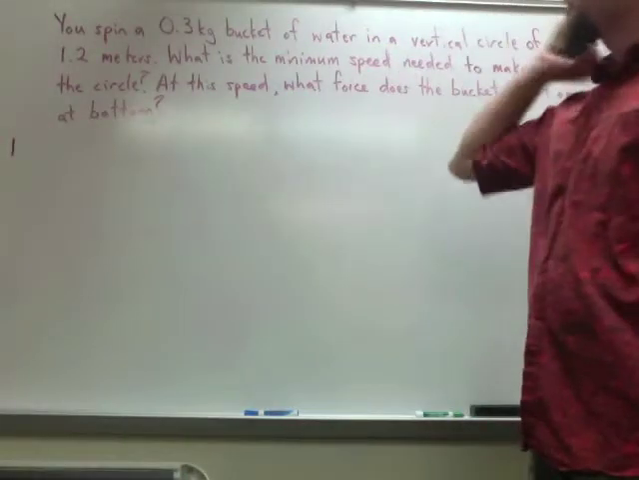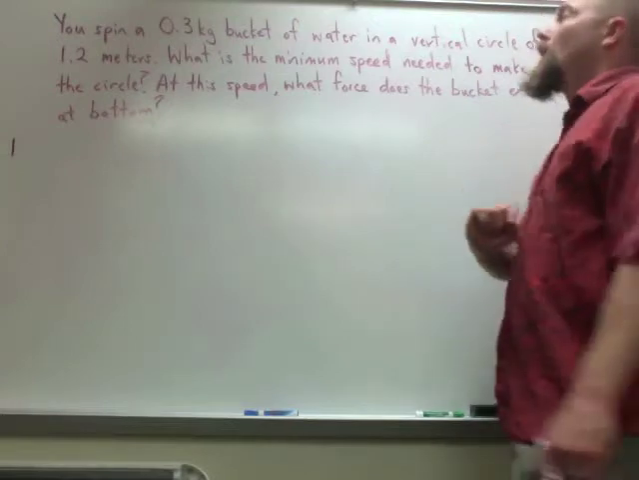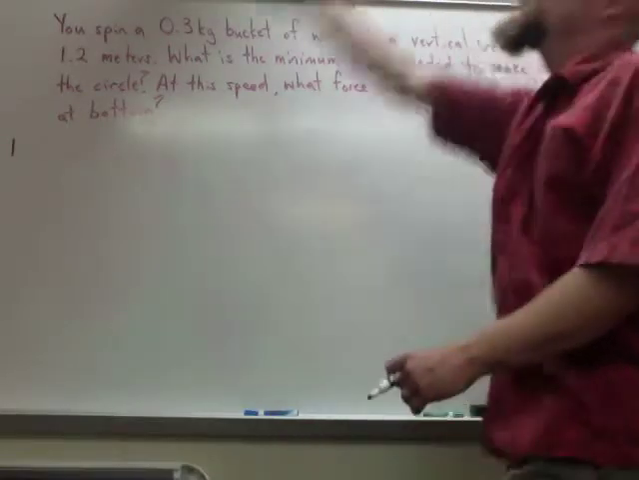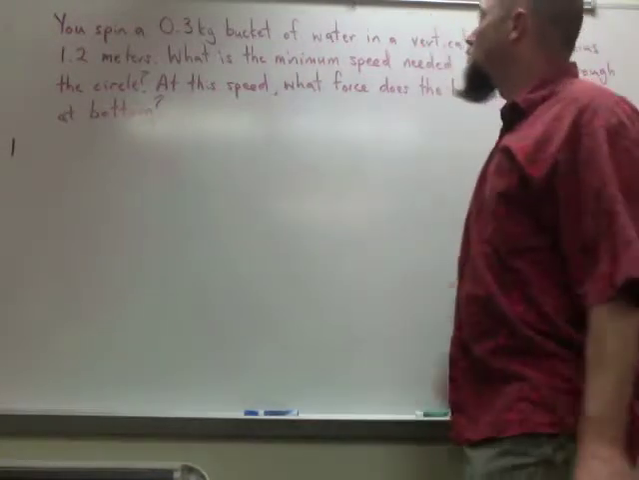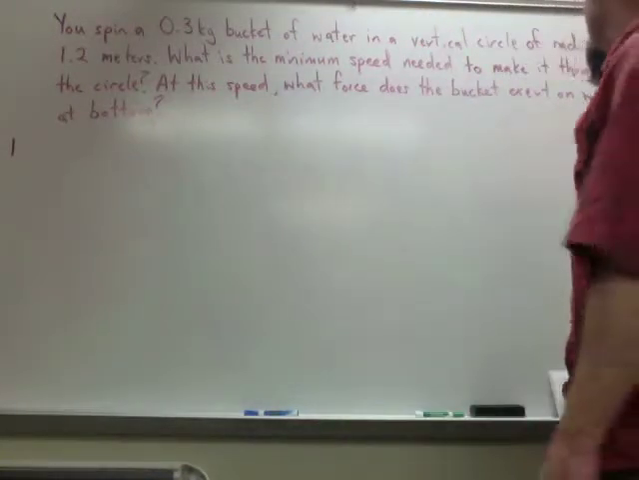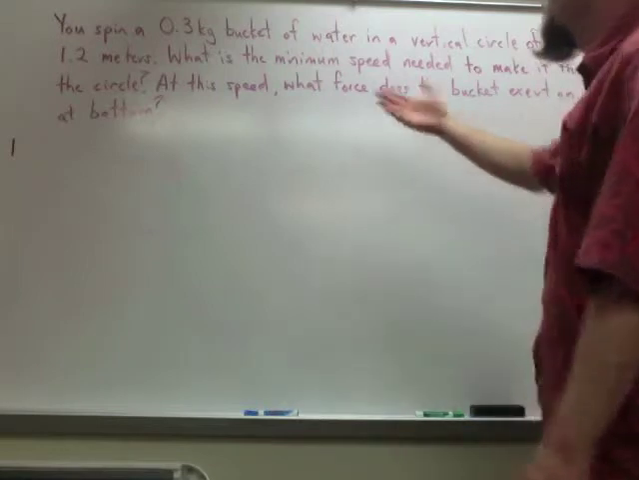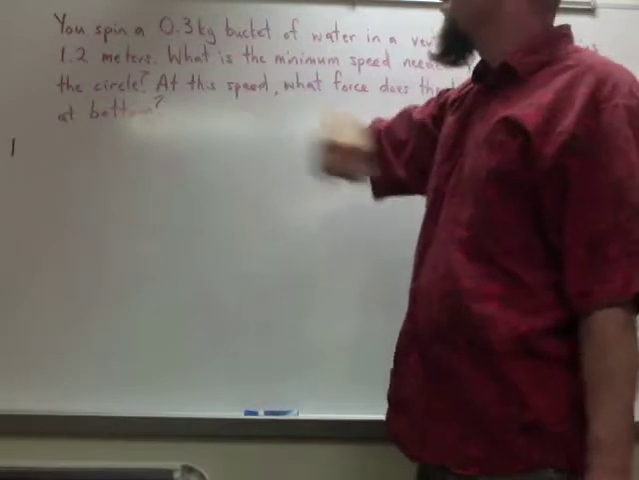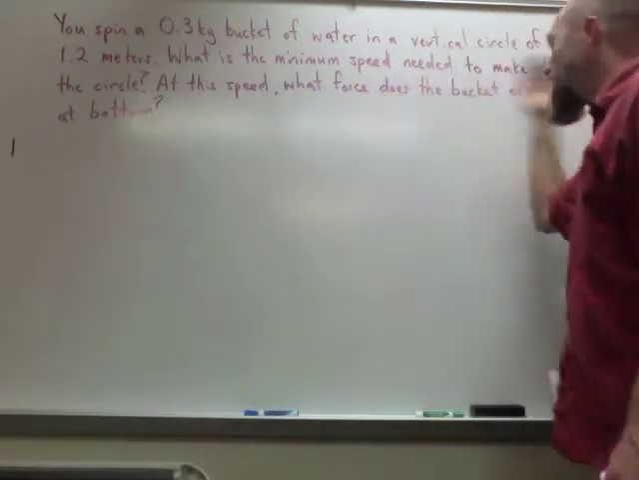Kids, all right, one more circular motion problem. We're spinning a bucket of water in a vertical circle. A 0.3 kilogram bucket of water, we'll say that's the mass of the water, radius 1.2 meters. What's the minimum speed to make it through the circle?